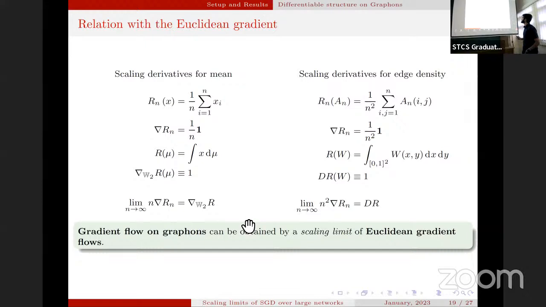A very similar example: consider Rn to be the average of the edge weights, 1 over n squared times the summation of Aij. Its Euclidean gradient is the all ones matrix divided by n squared, because it is normalized by n squared. Normalization carries forward. And if you lift all these functions R1, R2, R3, up to Rn to R, it will look like the integral of the edge densities, not very hard to see given the way we define W from the symmetric matrices. If you compute the first order approximation, which is the derivative, it will be the all ones function. So here again, you have the relation with the Euclidean gradient: just multiply your Euclidean gradient by n squared, and it will give you the derivative back. So maybe gradient flows on graphons can be obtained as scaling limits of Euclidean gradient descent algorithms, up to numerical errors.